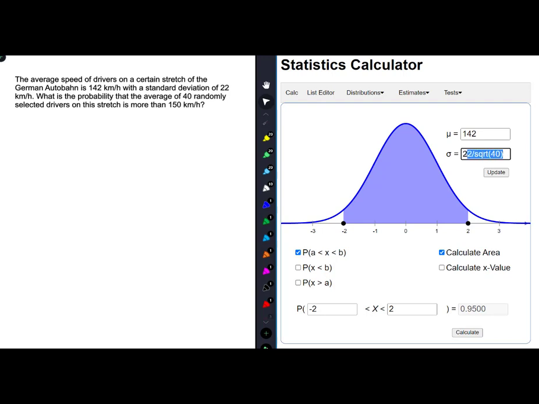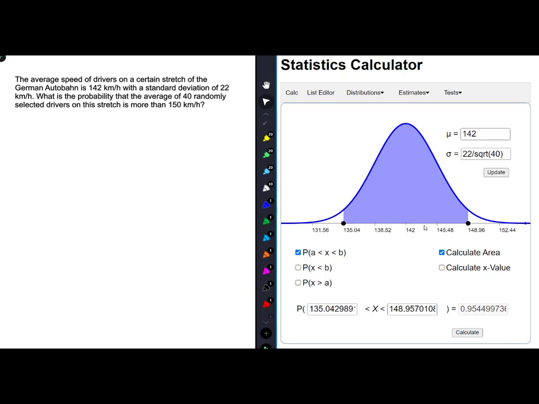In fact, it uses these little input boxes as mini calculators. So when you press update, even though you're not putting an actual number in here, it will calculate this for you, and you can see that the labels along the axis are adjusted for you. Now, if we want to know the probability that the average of 40 randomly selected drivers is more than 150 kilometers per hour, here's what we need to do.